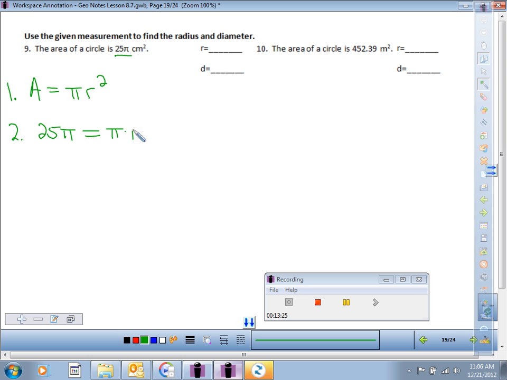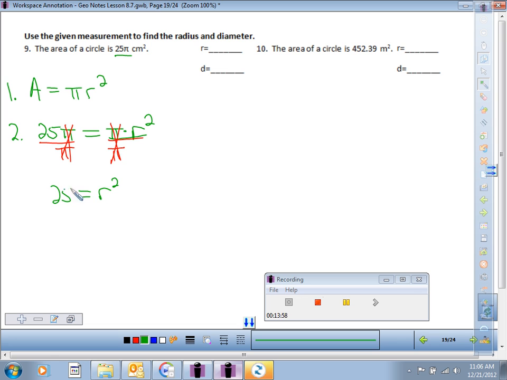Pi times the radius squared. Well, look what we have. Once we substitute in for the area, we only have one variable, and we can solve for that one variable. So what we need to do is get rid of pi first, and then we can get rid of that squared. So we're going to divide both sides by pi. Pi divided by pi is gone, and so is that. So what we are left with now is 25 equals radius squared.